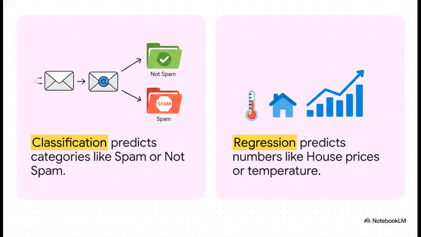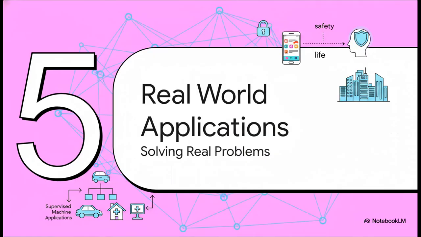On the right, we have regression. This is when the machine predicts continuous numbers, like those house prices we just talked about, or checking your weather app for tomorrow's exact temperature forecast. So it's basically categorizing things versus calculating numbers. And that brings us to Part 5, real-world applications.